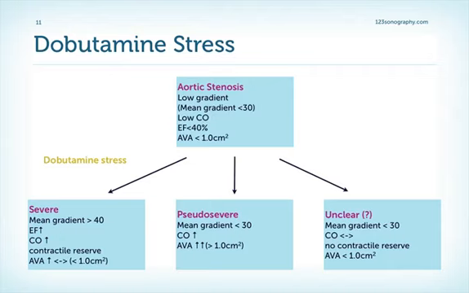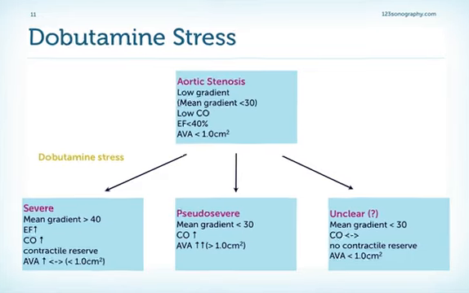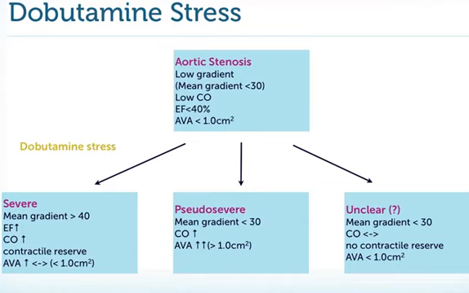Let's look at the algorithm of dobutamine stress in patients with aortic stenosis and low mean gradients below 30 millimeters of mercury, an EF below 40%, and a calculated valve area below 1. If the patient has true severe aortic stenosis, with dobutamine stress, you will see an increase of mean gradient above 40. If the patient has contractile reserve, then we see an increase of ejection fraction and cardiac output and a calculated stroke volume increase of more than 20%.